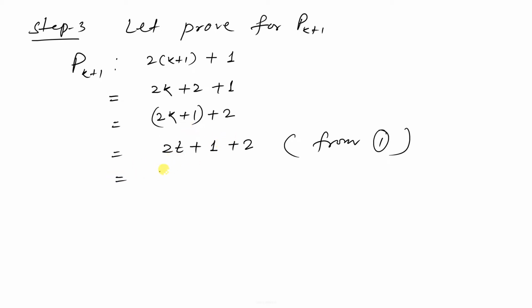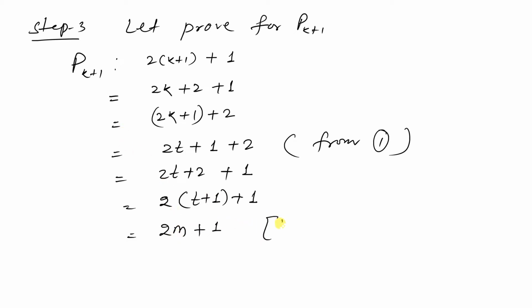Then 2t plus 2, I wrote 1. Take 2 as common, t plus 1. Then we can write 2m plus 1, where m is equal to t plus 1. You know that any number, if it is written in the form of 2 into something plus 1, is an odd number.